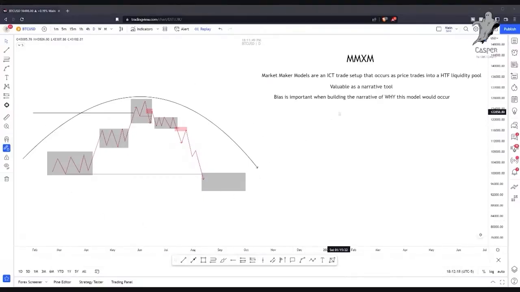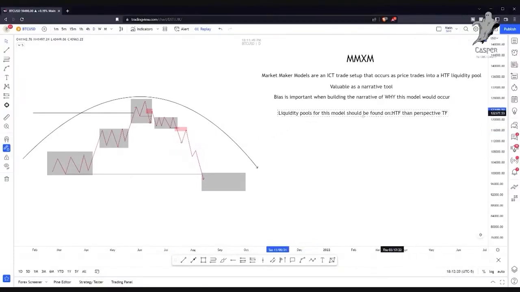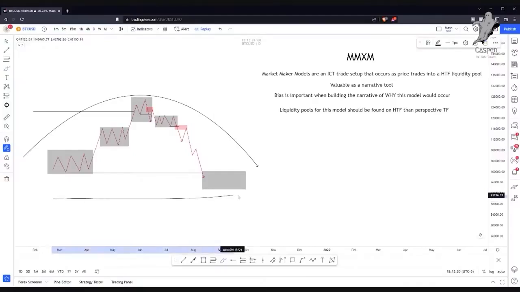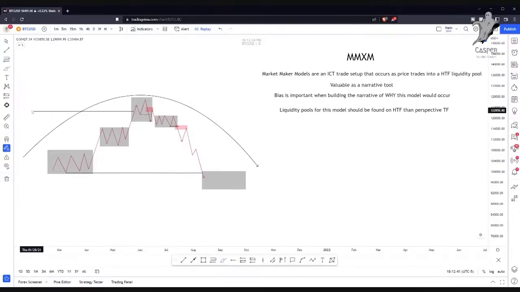Another very important thing I want to go over is how important it is to use a liquidity pool on a higher time frame than the prospective time frame. So for instance, if what we're seeing here, all this price action, is on a 1 hour, you would want this high to be found on a daily. Or if all of this is something we're viewing on a 1 minute, you would want this high to be formed on a 1 hour or a 15 minute. It just needs to be a higher time frame relative to what you're using to view the occurrence.